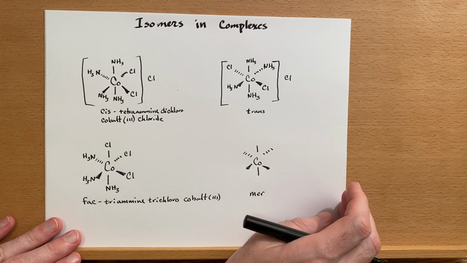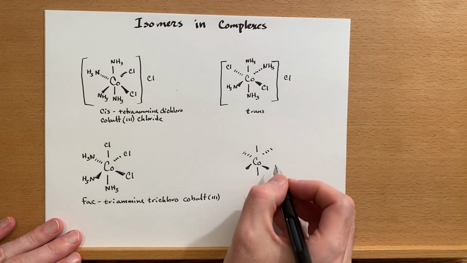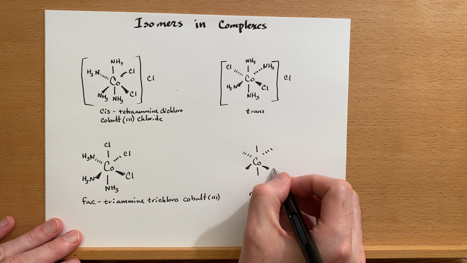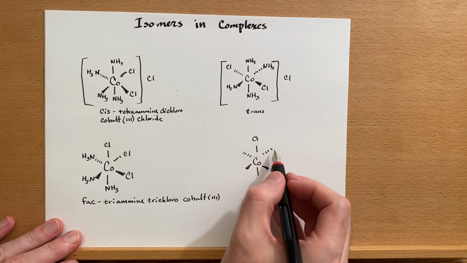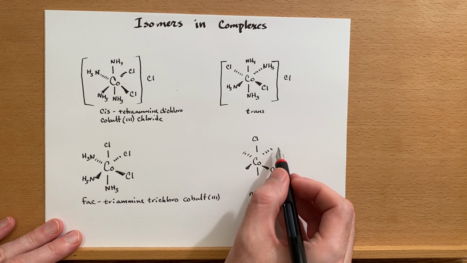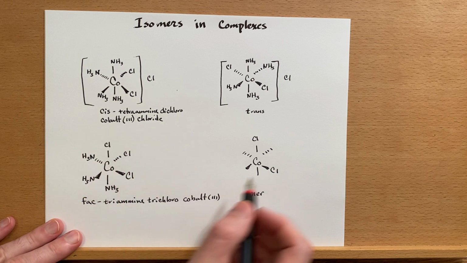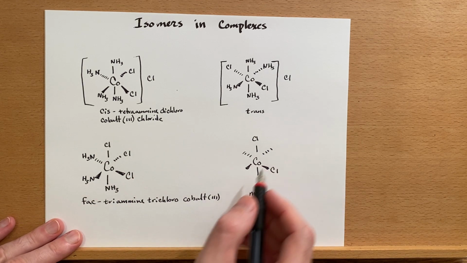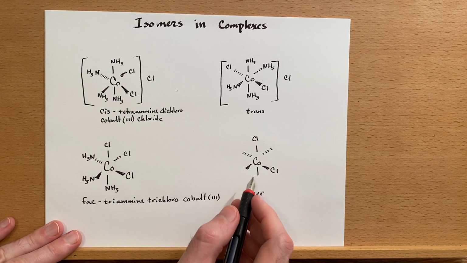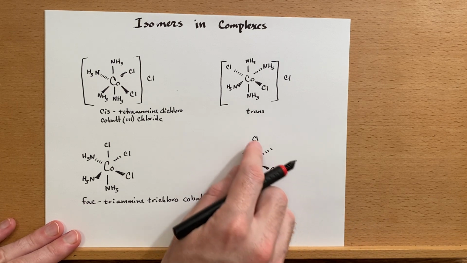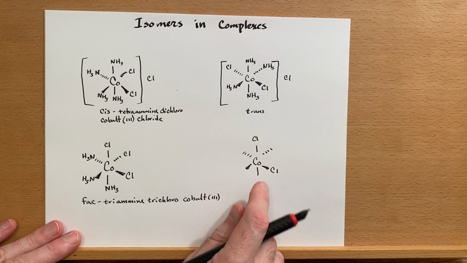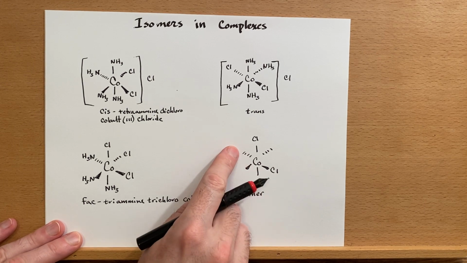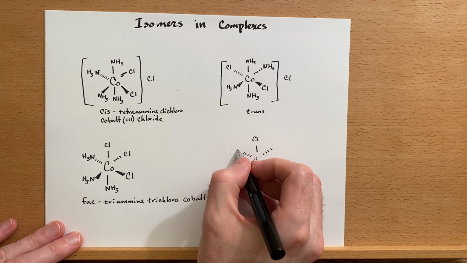Okay, so for the meridian isomer, we can keep the chloride here, and we can keep one here, but we can't put it there because that would be the facial isomer, just like we had here, right? And we can't put it there because that's just a face, like that's the facet facing us. We could put the other chloride either here or there. So I'm going to actually just stick it right here.